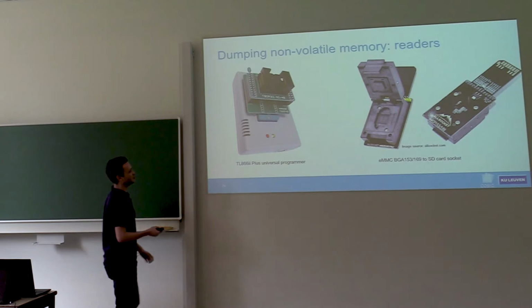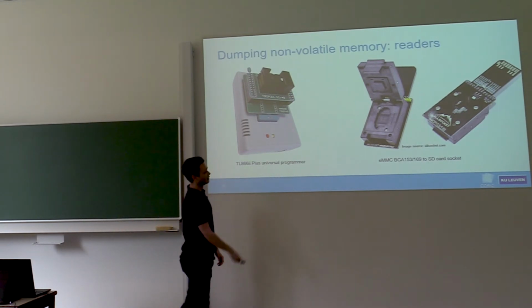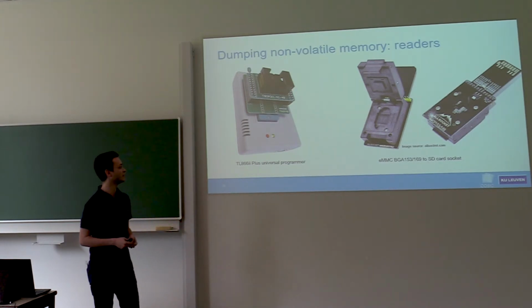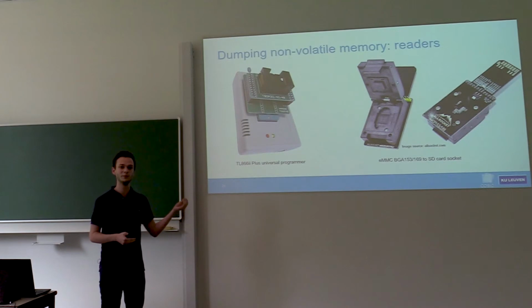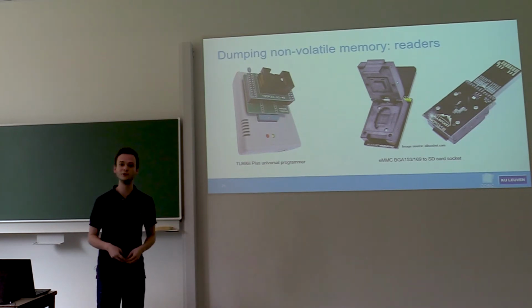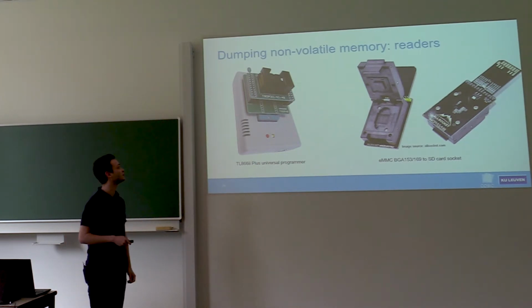Except for BGA chips. Those are a bit more annoying, so you have special sockets. I think that one is 120 euros for one. And the annoying part here is that you have different types of BGA packages, so different ball arrangements, and you need a new socket for any of these. So that gets more expensive quite fast.